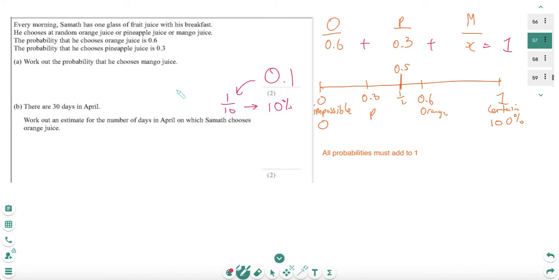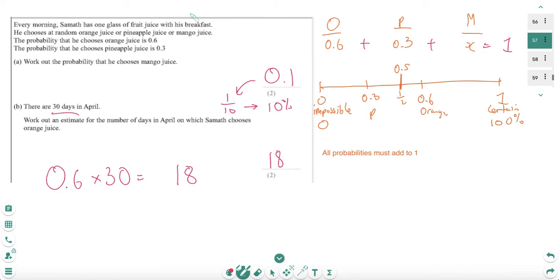Now, there are 30 days in April. Work out an estimate for the number of days in April in which Samath chooses orange juice. Well, as we know, the probability of Samath choosing orange juice is 0.6. So every day, there's a 0.6 chance that he chooses orange juice, and he's going to do this experiment 30 times. So we're going to do 0.6 times 30, which is 18. So out of 30 days, there will be approximately 18 days where he chooses orange juice.